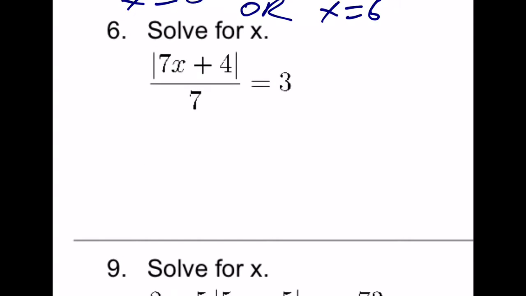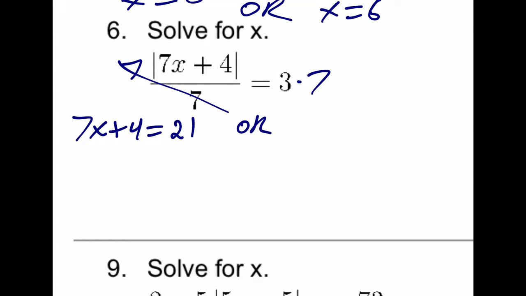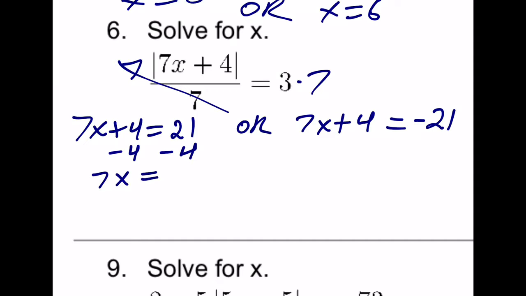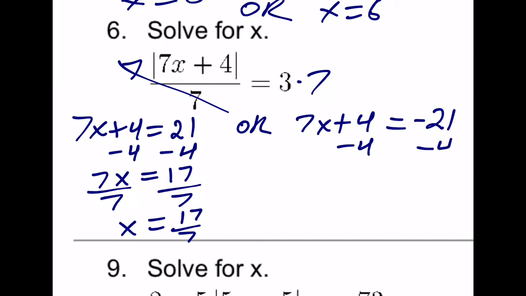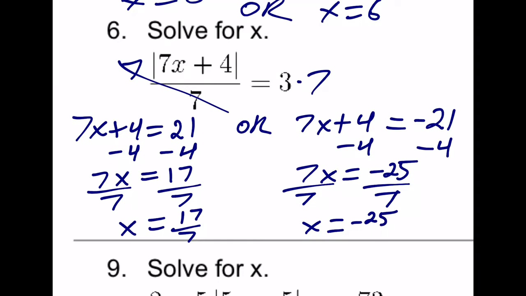Number 6, we have the absolute value of something divided by 7 is equal to 3. So first thing we do is we multiply both sides by 7. And then we have 7x plus 4 is equal to 21. Or 7x plus 4 is equal to negative 21. Minus 4 from both sides. 7x is equal to 17. When we divide by 7, we get x equals 17 sevenths. Or when we subtract 4 from both sides, we get 7x is equal to negative 25. And when we divide by 7, we end up with x is equal to negative 25 sevenths.